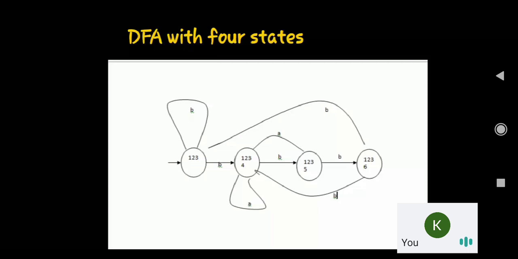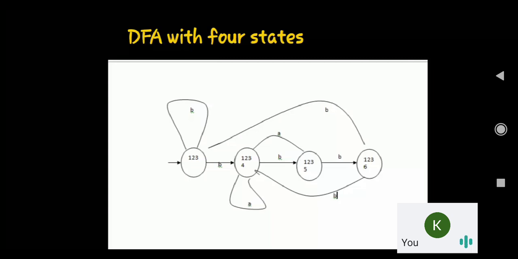And then the remaining states work in a similar way. The state B in the previous diagram works similar to the state 1 2 3 4 in this diagram. The state D in the previous diagram works similar to the state 1 2 3 5 in this diagrammatic representation. And the state E in the previous diagram works similar to the state 1 2 3 6 in this diagram.